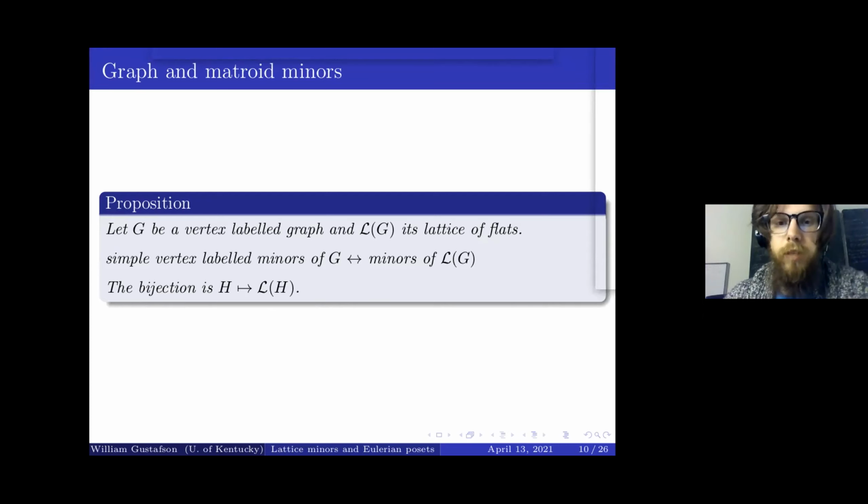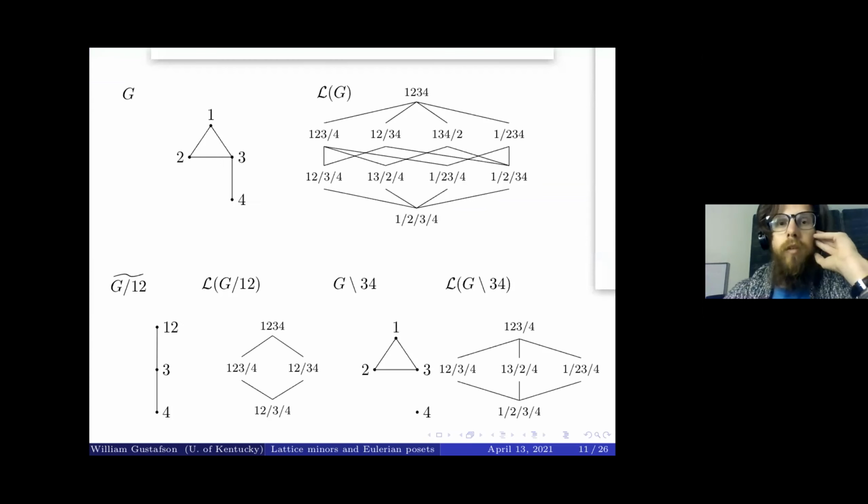Okay, so let me give you an idea of how this bijection works. Okay, so if we have this graph over here, and then this is its lattice of flats. So I've written these as partitions. These are just all the partitions you get as connected components of this graph. So for example, 1, 2, 3/4 here, that gives the connected components of the subgraph 1, 2, and 1, 3.